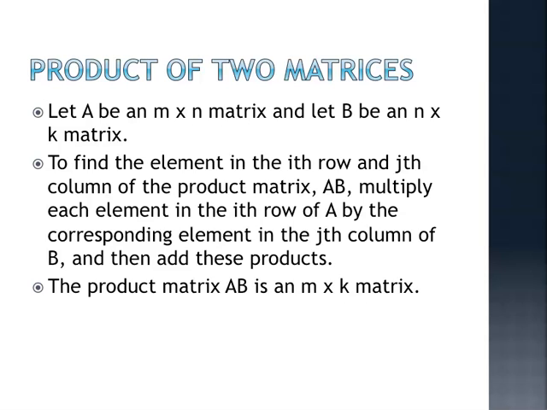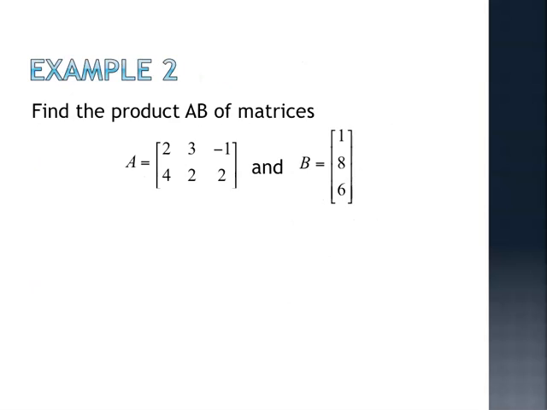I'm going to take a look at an example to see how this works. Say you have A and B as given here. You'll notice that A is a 2 by 3 matrix, and B is a 3 by 1 matrix. Now we can multiply these because the number of columns in A matches the number of rows in B. Our resulting matrix is going to be of size 2 by 1, so it's the number of rows in A by the number of columns in B.